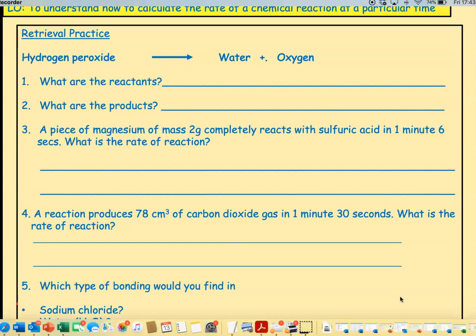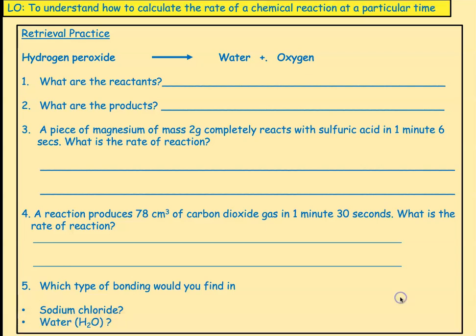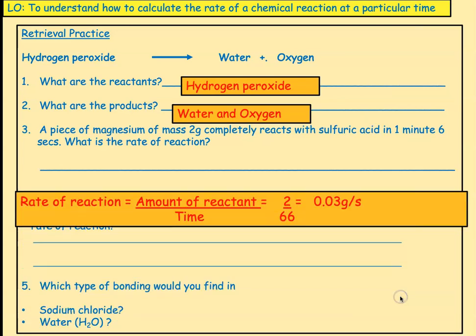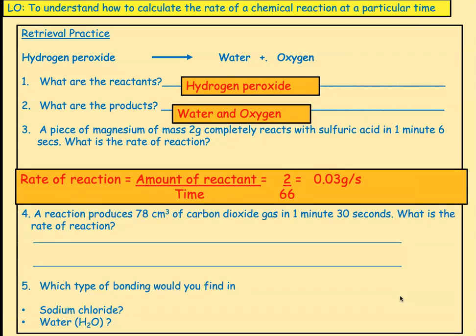Okay, welcome back. Right, we're going to go through the answers now. So there is only one reactant here. It's called hydrogen peroxide. There are 2 products, water and oxygen. Right, to calculate the mean rate of reaction, we're going to divide the mass 2 grams by the time. Now we need to convert 1 minute 6 seconds to seconds only. So we're going to divide 2 by 66 and you get 0.03 grams per second.